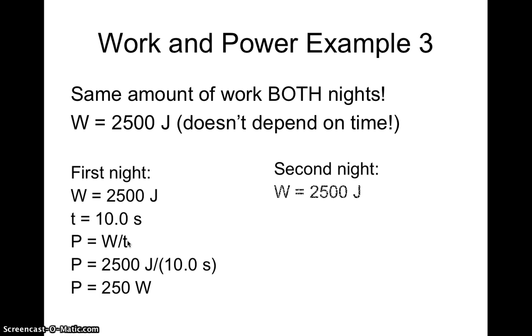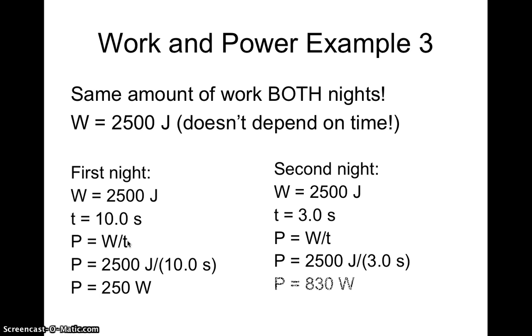On the second night, same amount of work again, but this time the time is much shorter. So if we use our power is equal to work divided by time, it'd be 2,500 joules divided by 3 seconds, and she has to have a lot more power in order to do this one. She's got to have 830 watts.